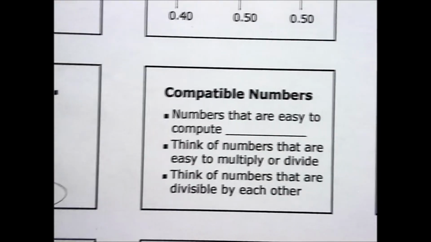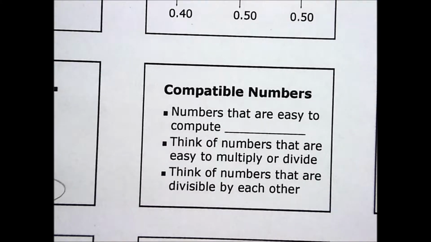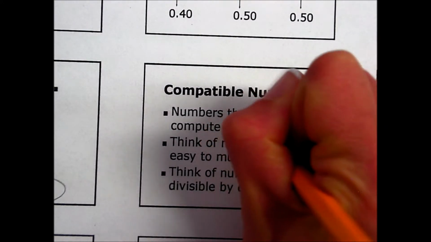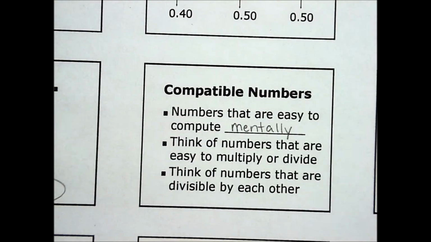Another type of estimation is called estimating with compatible numbers. These are simply numbers that are easy to compute mentally. That means we can think of the answer very quickly in our head. So when we use compatible numbers, think of numbers that are easy to multiply or divide. Also, you could be thinking of factors or divisors. Think of numbers that are divisible by each other with no remainder, and that'll make it easier.